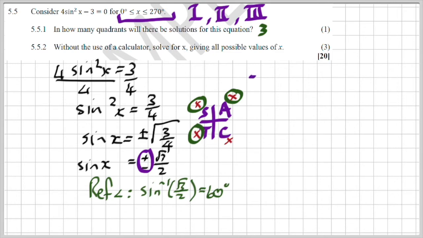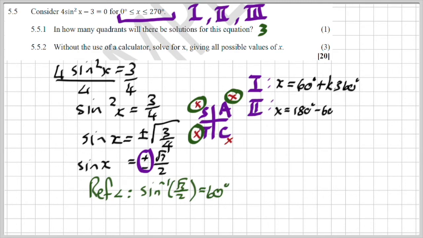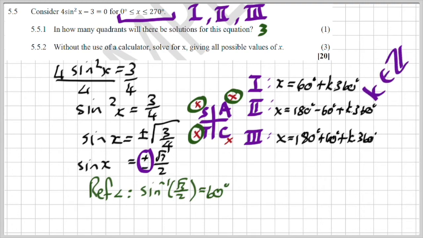So let's quickly now get the values. In quadrant 1, I have 60 plus k times 360. Quadrant 2, I've got 180 minus 60 plus k times 360. Quadrant 3, I've got 180 plus 60 degrees plus k times 360. And what must I not forget? That k is an element of z, because I don't want to add half a revolution or half a period, okay? I want to add full periods.